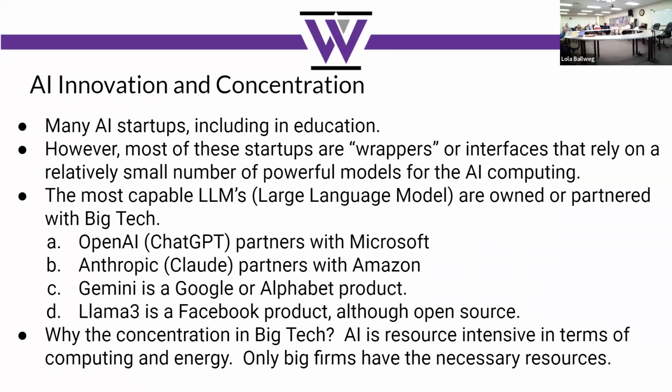But one thing all of those all-stars share in common is they're all owned or partnered with one of what we might call the big tech firms. So OpenAI partners very strongly with Microsoft. Anthropic, which has Claude, another powerful model, partners very strongly with Amazon. Gemini is a Google or Alphabet product, and Llama is a Facebook or Meta product. Although unlike the first three, Llama's open source, Meta makes the code available so you could make modifications, kind of like Linux for operating systems.